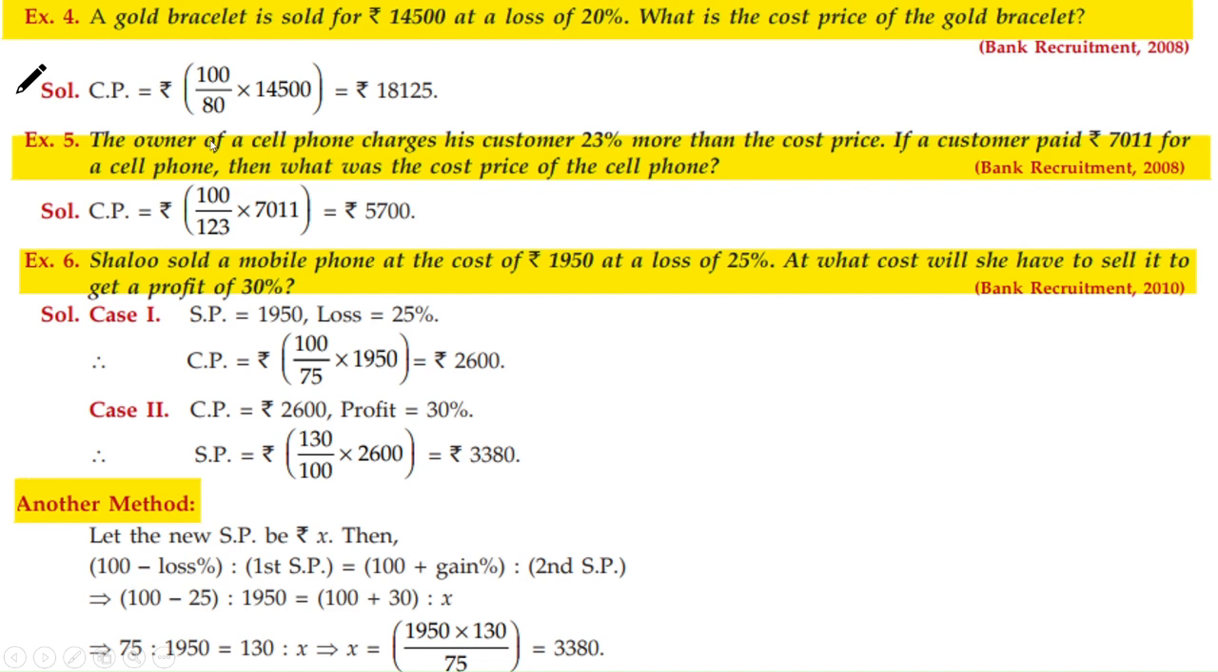The owner of a cell phone charges his customers 23% more than the cost price. If a customer paid rupees 7,011 for a cell phone, then what was the cost price of the cell phone? Cost price equal to 100 by 123 into 7,011, that equal to rupees 5,700.